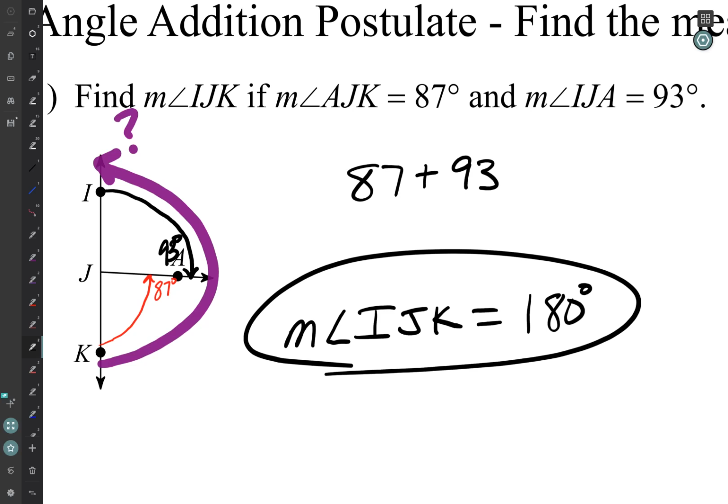I want you to write your answer in this form because I want us to get used to writing and reading the language. I want you to put M, angle, IJK equals 180. Does everyone understand that? Yes, on my key, it'll just say 180. That's because that's a generated key, and it just puts the what? Angle measure.